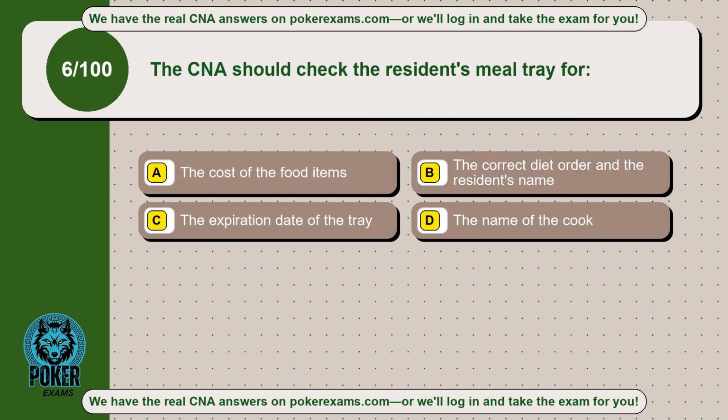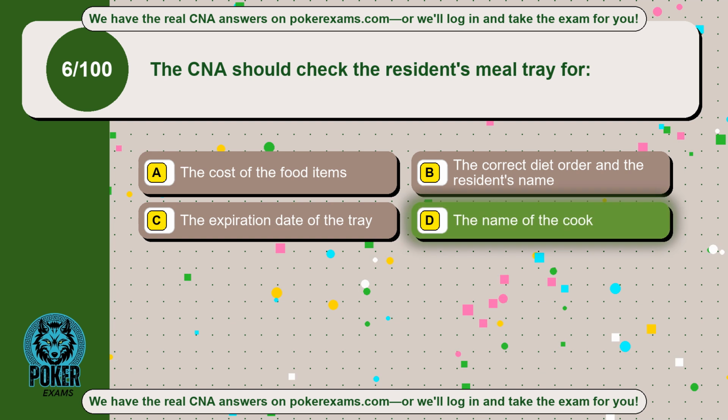Question 6. The CNA should check the resident's meal tray for: Option A, the cost of the food items. Option B, the correct diet order and the resident's name. Option C, the expiration date of the tray. Option D, the name of the cook.